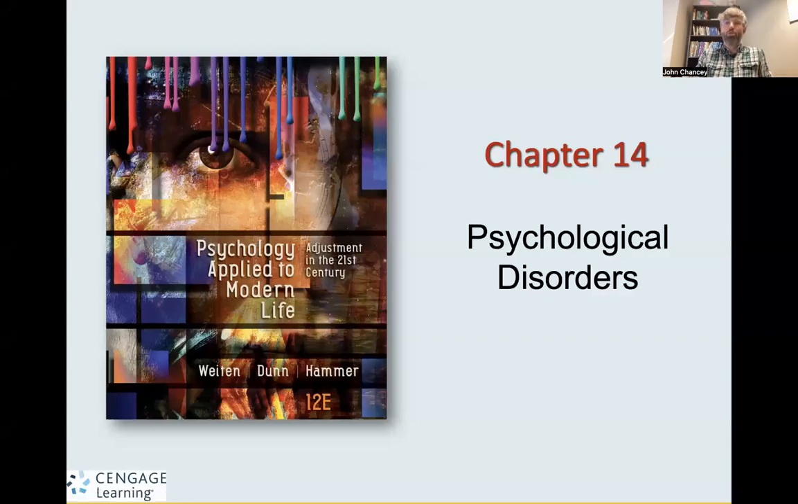We are moving into chapter 14, which you can think of together with chapter 15. These are two chapters that go hand in hand. First, we're going to look at psychological disorders, how they're diagnosed, how they're conceptualized. And then in chapter 15, we're going to look at how they're treated. So you can see these two as back-to-back related chapters on the same topic.